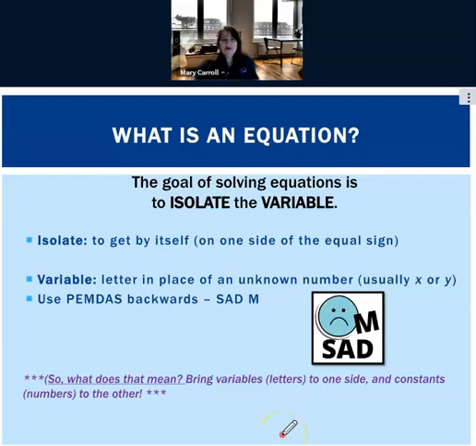Alrighty, so what does SADMD actually mean? Well, when we're isolating the variable, we're using PEMDAS. You already know this. There's PEMDAS. But we're using it backwards. SA is addition and subtraction, and DM is multiplication and division. So SADM represents us going backwards with our PEMDAS, and that's the reason. So we're undoing it to solve for x when x is in the middle of the equation.